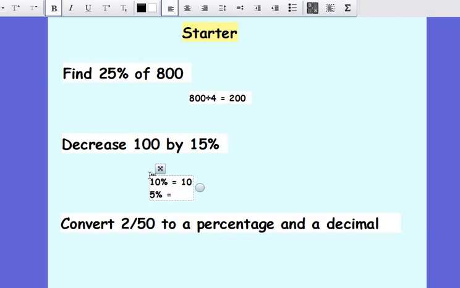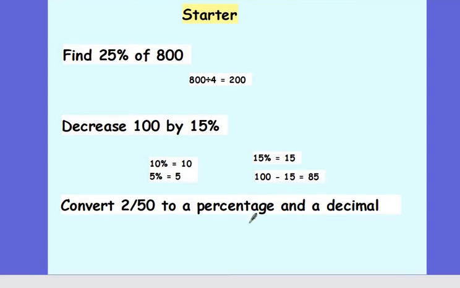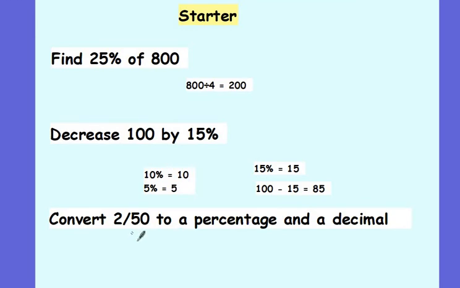Tamsin, what's 5% of 100? If 10% was 10, what's 5%? 5. Lovely. So 10% was 10, 5% was 5. So what's 15% of 100, Alicia? 15, lovely. So if I decrease 100 by 15%, I need to do 100, take away 15, which will give me 85.